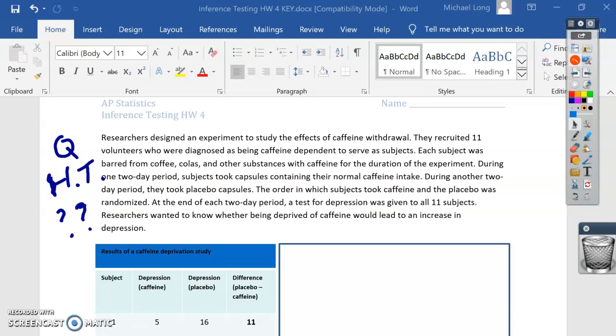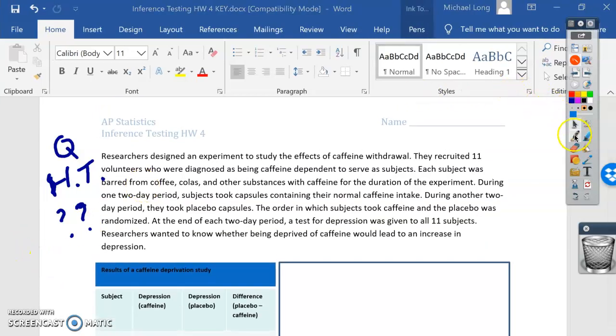And if you look here, there's no data given to us. I don't see any kind of averages or anything. However, I do know that I would be looking for x bar and s, but I don't see them anywhere here.